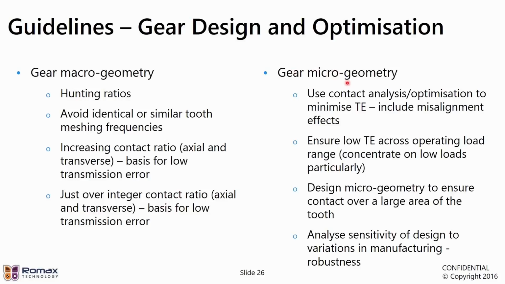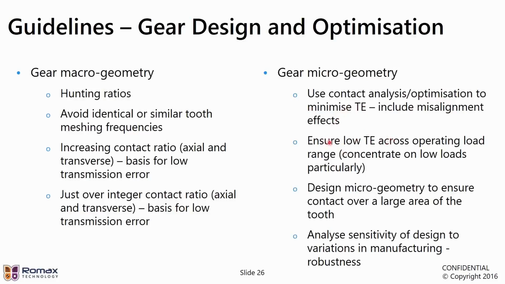On the micro geometry side, we want to be optimizing the microgeometry to reduce the transmission error across a range of loads. For that, we need to be using computer tools. It's not something you can really do with rules of thumb, except for spur gears. You need to have the contact analysis involved there. And as we said before, it needs to include these misalignment effects if we want to get accurate contact behavior.